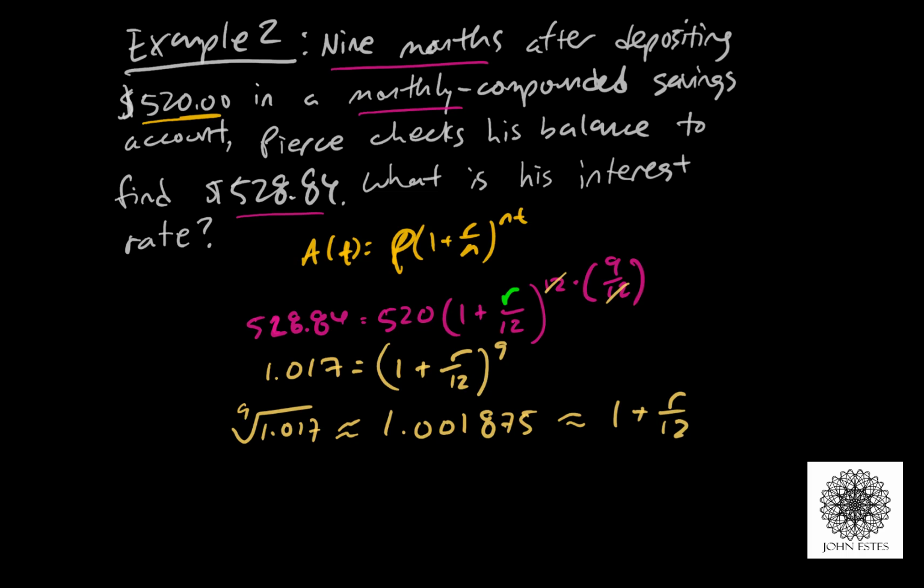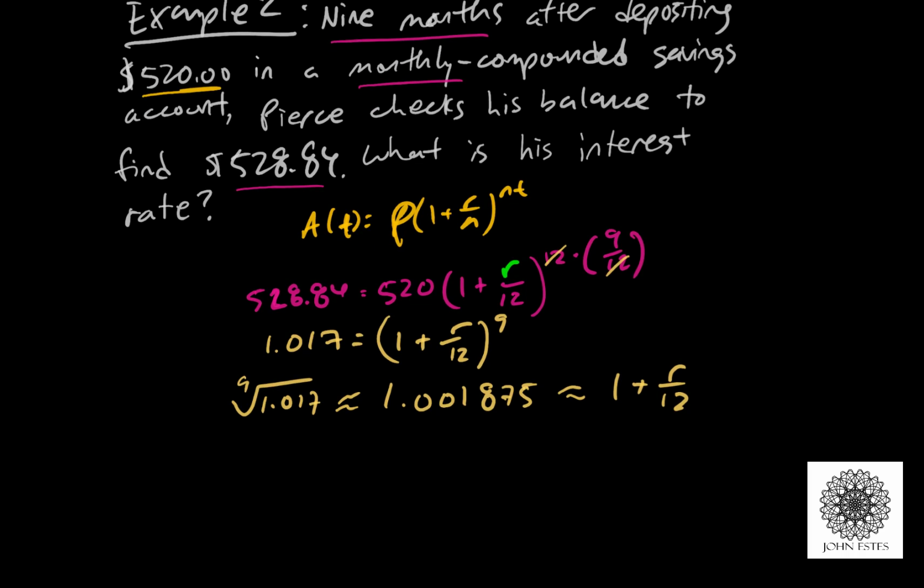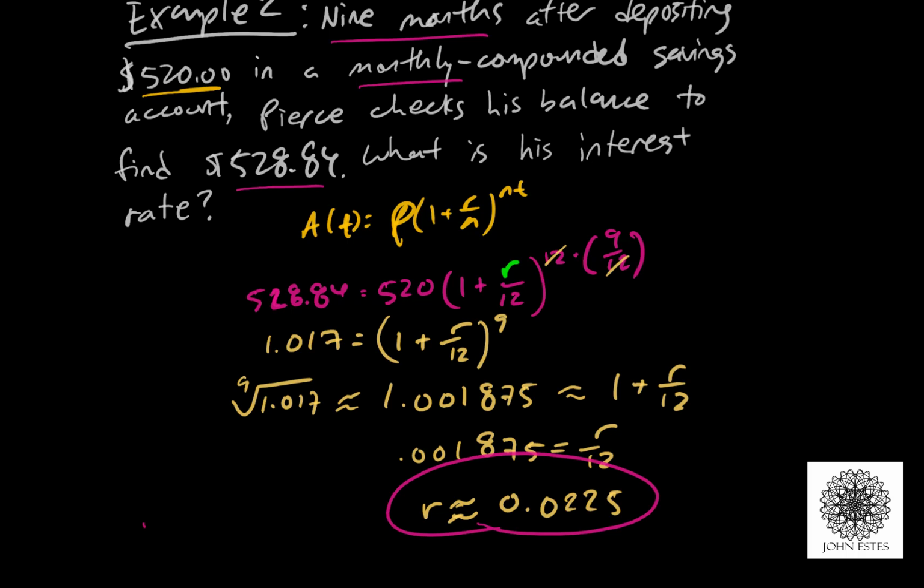So from this point, it's a linear equation, right? I subtract 1 from both sides to get R over 12, and then multiply both sides by 12 to get R equals, be careful, this is where you have to put it in a calculator, you get approximately 0.0225. Okay, so if you're going to write that as a percentage, R is about 2.25%.